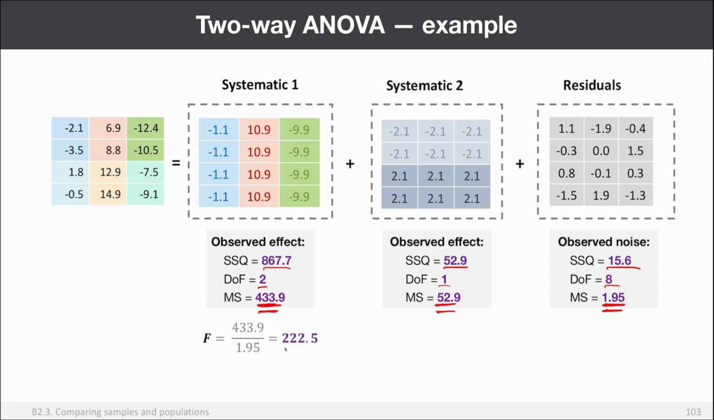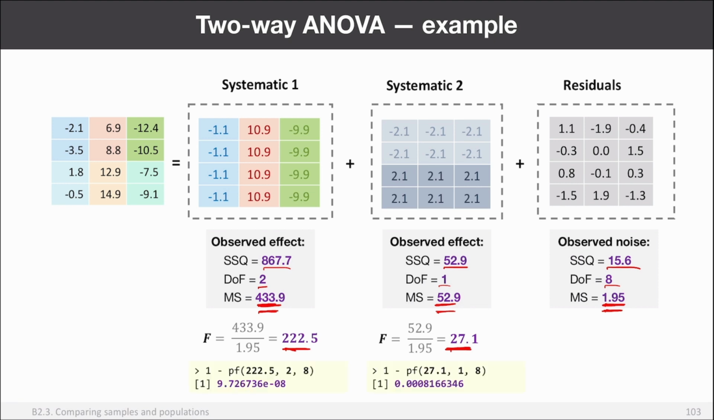You can see 222 times larger. So no doubts in this case. 27 times larger. Again, no doubts in this case, right? So we have a pretty clear effect, pretty different from the noise. And we can compute the p-value. So again, you already know how to do it.